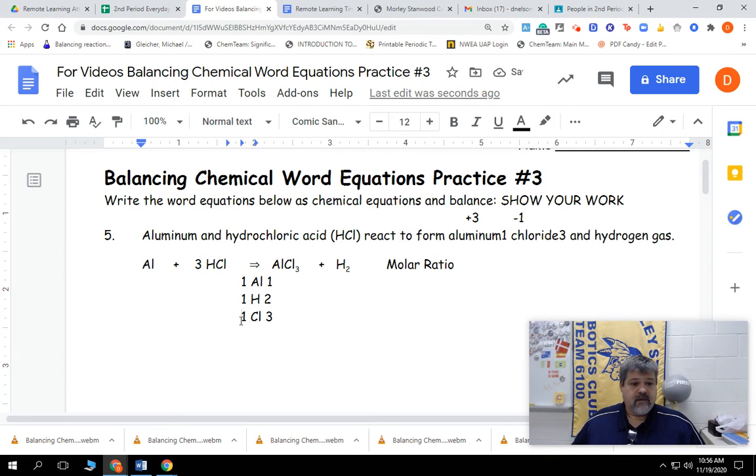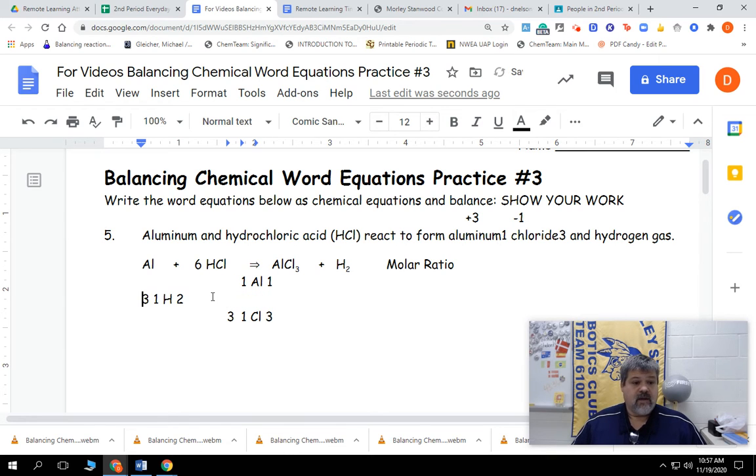So now I have 3 chlorines. But I also have 3 hydrogens. So now my hydrogens are 3, and now I have an odd on this side, even on this side. What I like to say is we're going to double them. So if I take this right here, I'll double it and make it a 6. 3 times 2 is 6, so we're going to make this a 6. So we have 6 hydrogens.